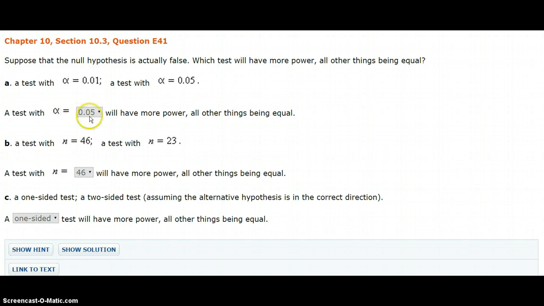So a test with alpha 0.05 does have more power because we're more likely to reject that null hypothesis with this standard being a little more relaxed than this one would be.